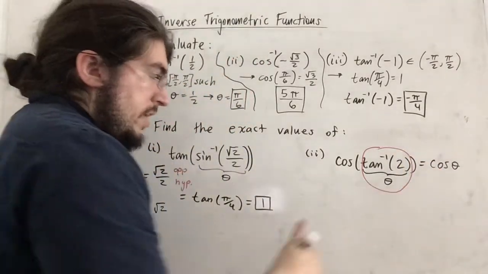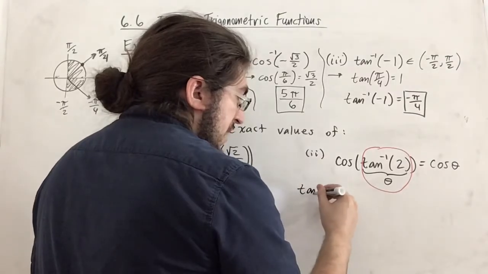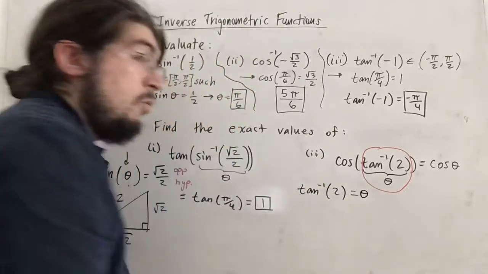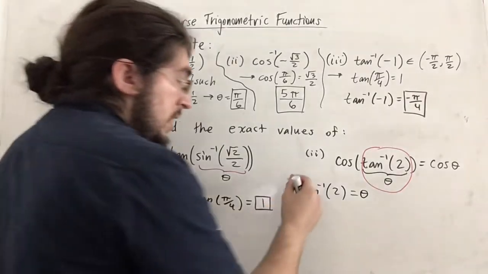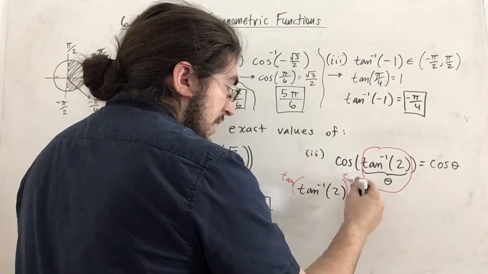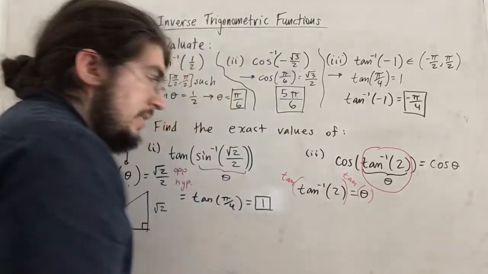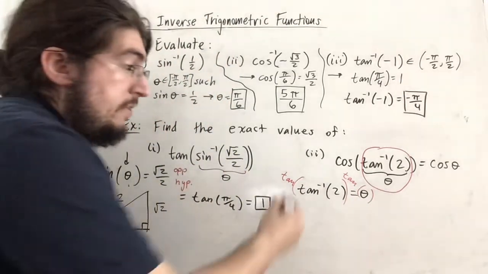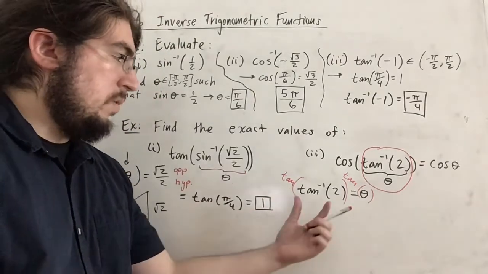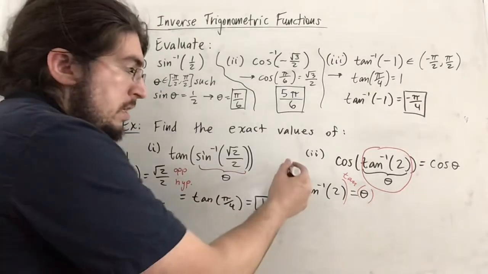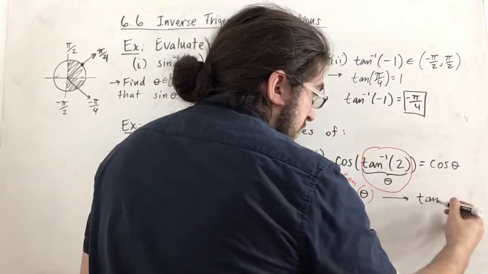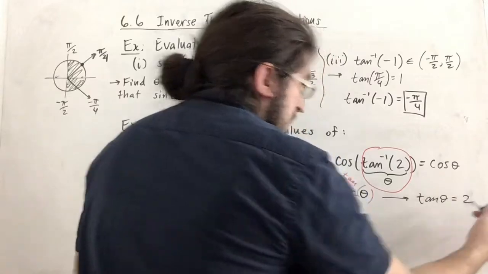What this tells us, so I can write it over here, is that if tangent inverse of 2 is equal to theta, well, if you take tangent of both sides, tangent of this side equals tangent of that side, like this, here these cancel because 2 is indeed in the domain of tangent inverse. So these cancel, so we get this. We get tangent of theta is equal to 2.